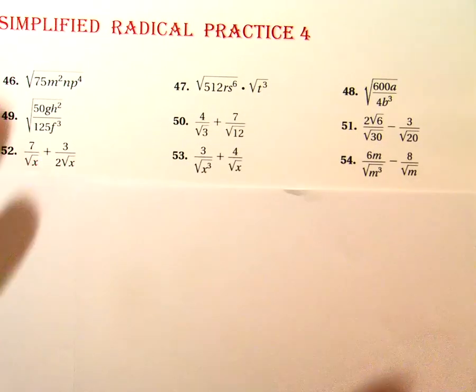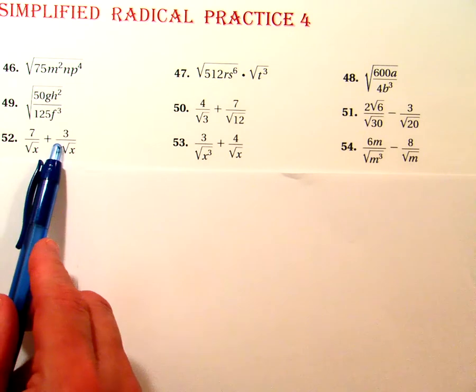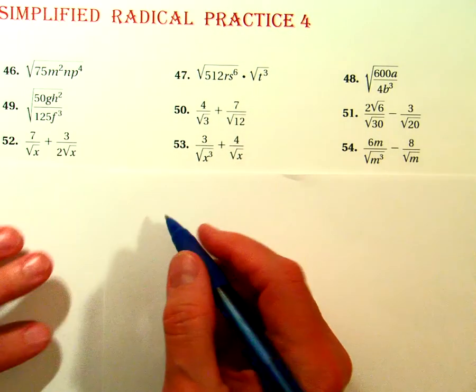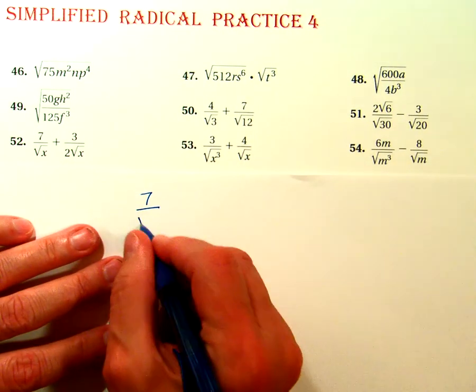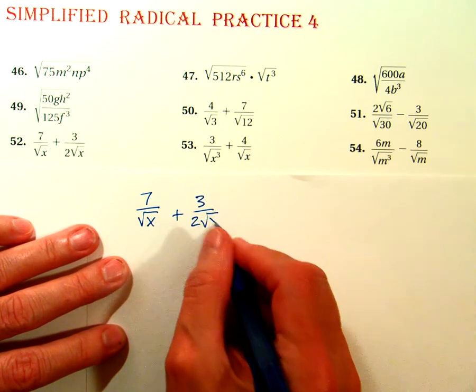Okay. Now these are going to get a little more dicey, right? Let's look at some of them. For example, let's work this one right here, 52, let me work that one for you. Okay, you got it? Okay, 7 over the square root of x plus 3 over 2 times the square root of x.